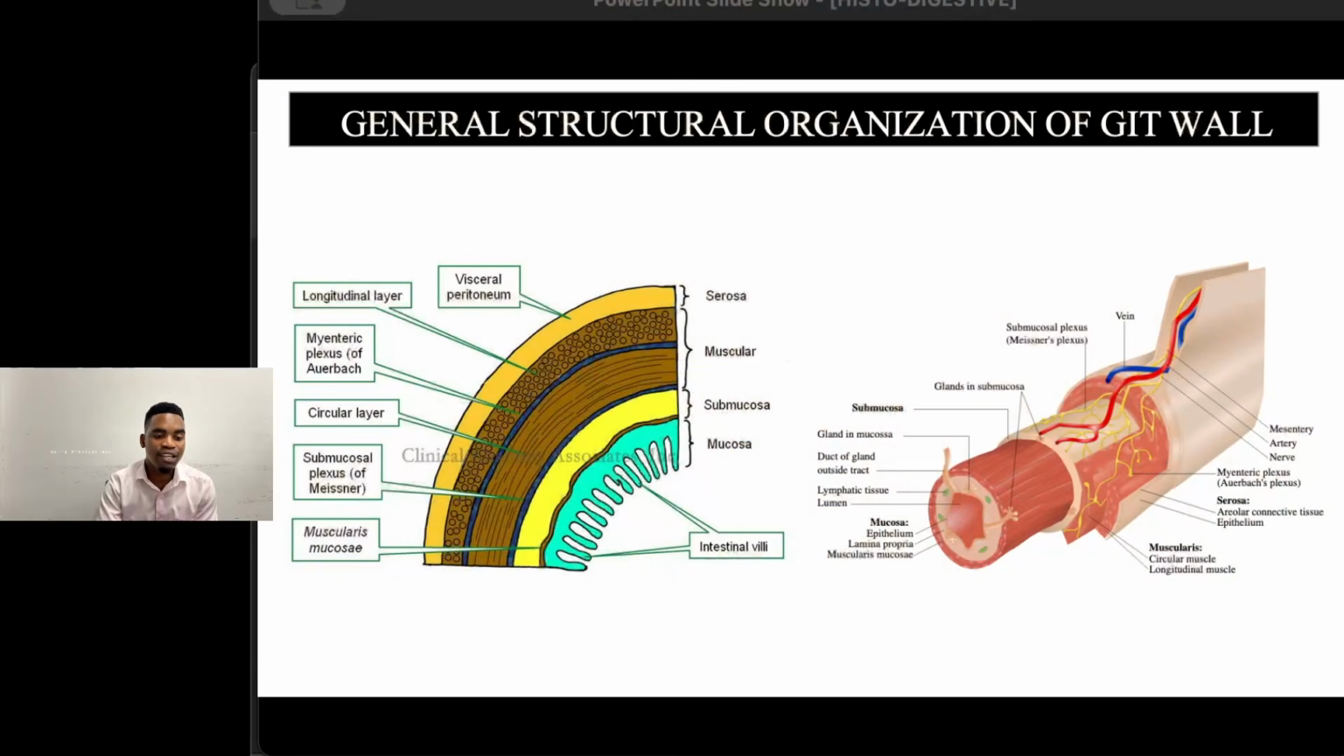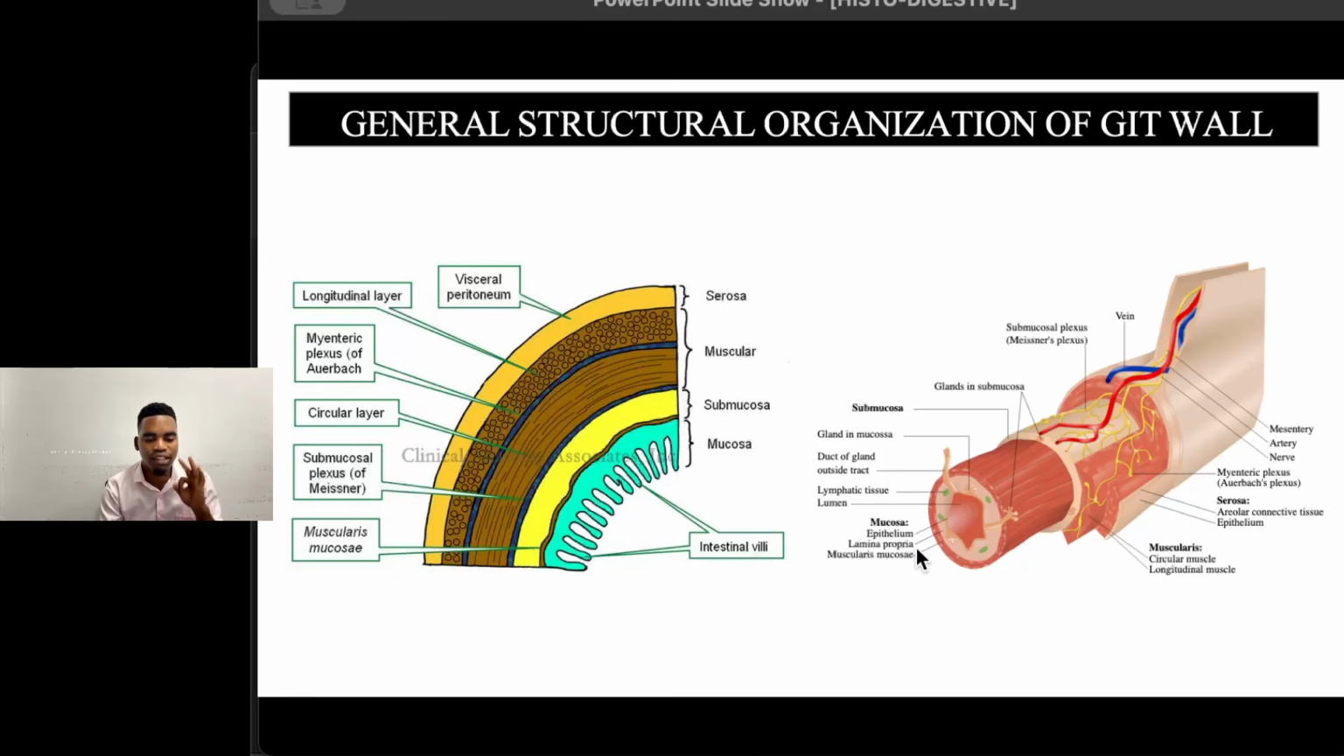Welcome to the series, and today we're going to discuss the histology of the GIT, the gastrointestinal tract. Now, the GIT wall has four important layers, also called tunics. From inside we have the mucosa, followed by the submucosa, followed by the muscularis externa, or the muscular layer, and followed by the serosa, which is the outermost covering.